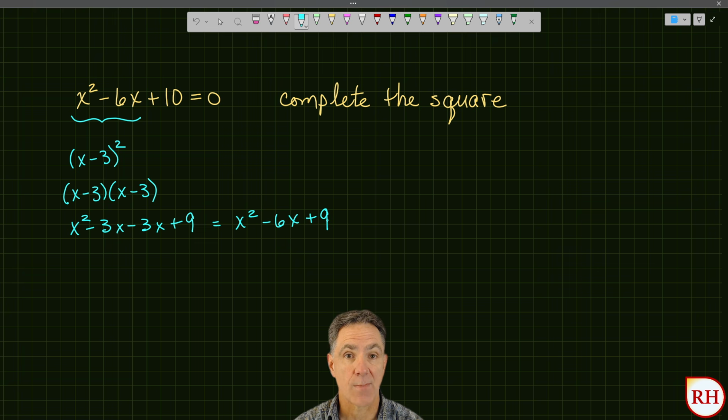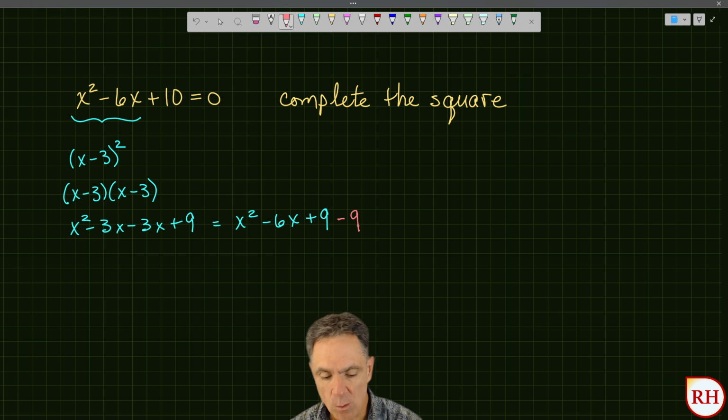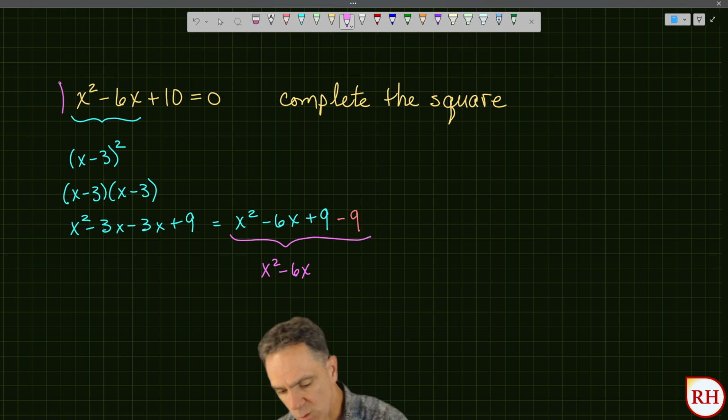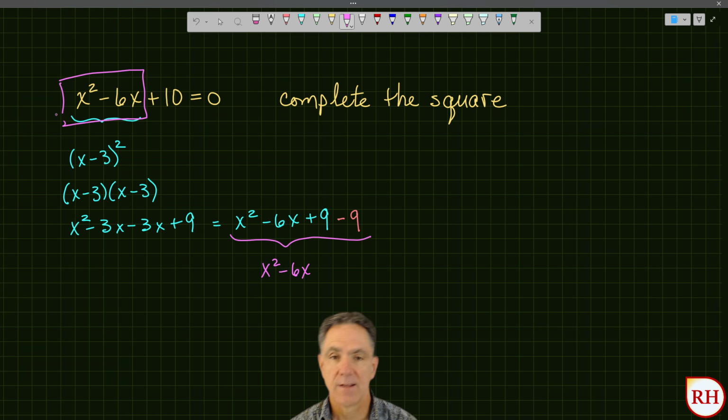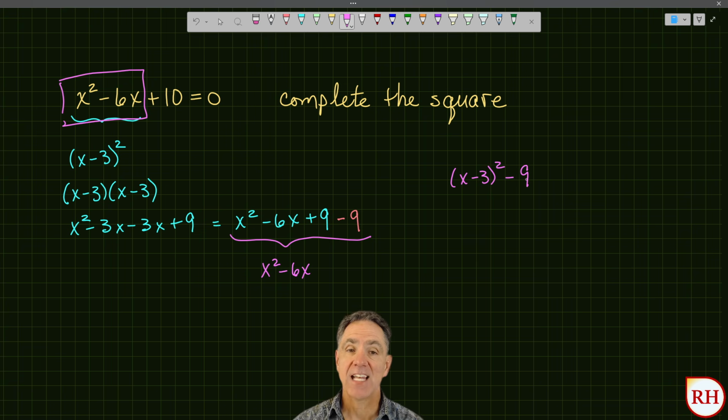What we want is x squared minus 6x. So how would we modify this? We would just subtract 9. And now what we have is an actual exact representation for x squared minus 6x, which is what we were looking to replace initially. And then we just finish up from there. So we have our x minus 3 squared, remembering we have to subtract the 9. That gives us the direct replacement for x squared minus 6x.